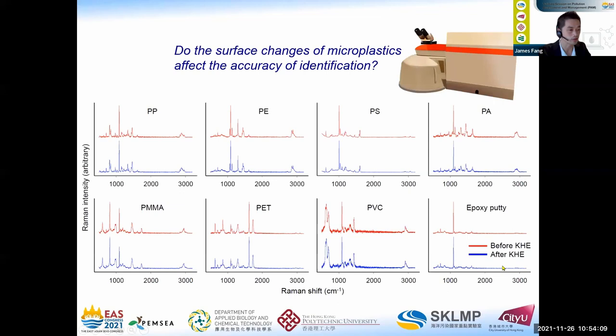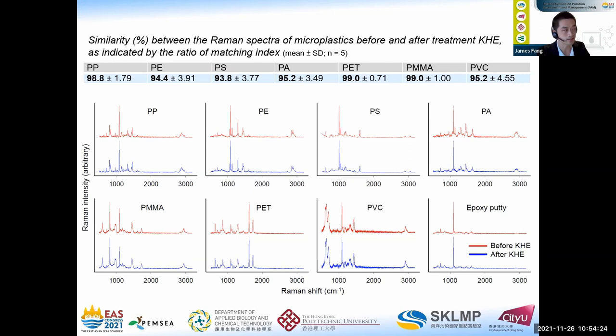They look very similar, but how similar? We try to correlate the spectra before and after, and we find that they are highly similar, 94 to 99% similarity. This finding tells us the method is good. Even if we use some chemical and this chemical induces a minor effect on the surface, the identification can still be efficient, up to 99%.